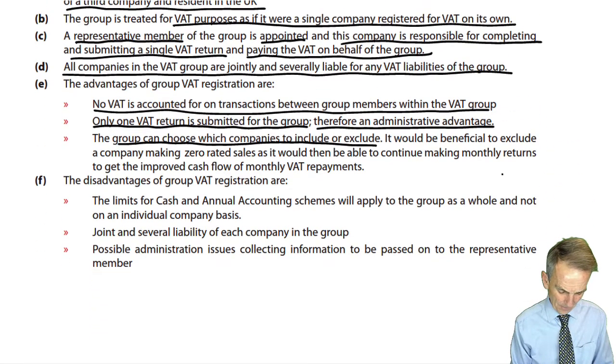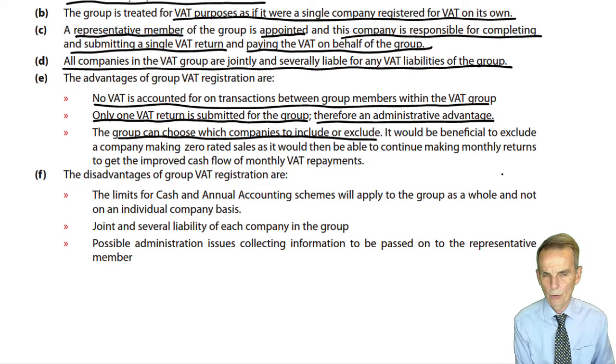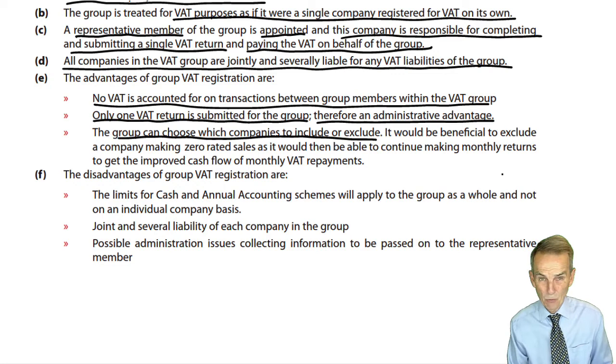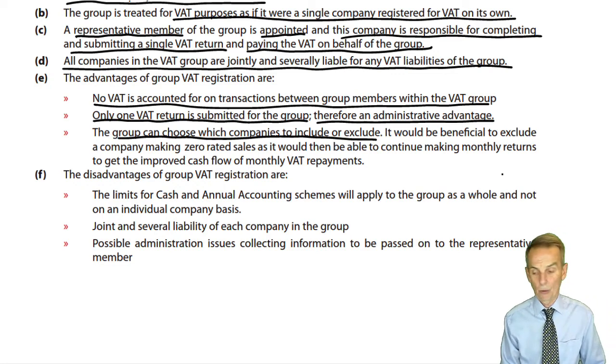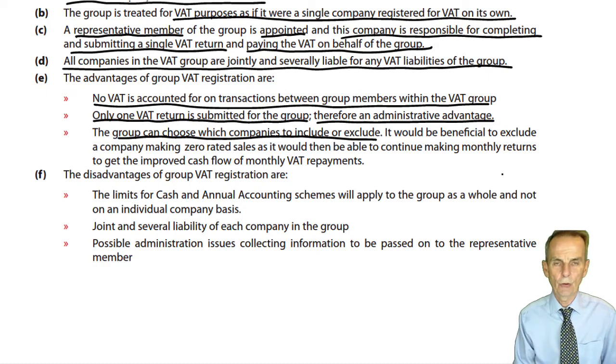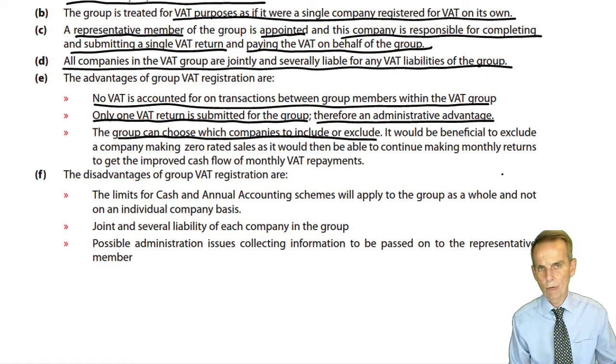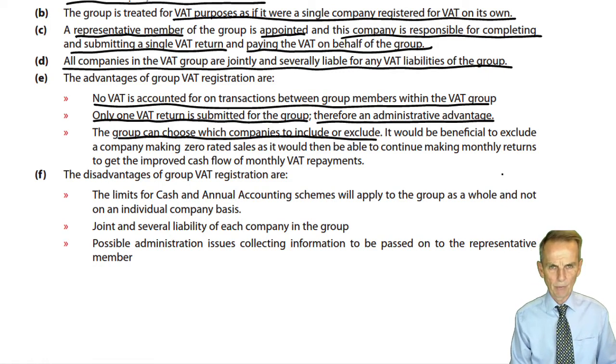Now, we said we could choose whether or not to include or exclude the eligible companies, those within a 51% group membership, those that are under common control, more than 50% shareholding. And we'd think that it would be a good thing to have them in there, getting those benefits: we don't now have to submit individual VAT returns. Intra-group transactions are outside the scope of VAT.